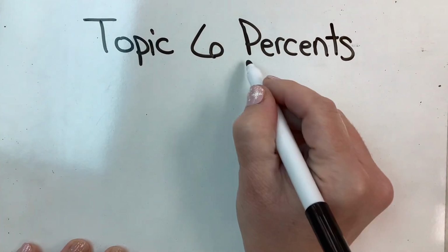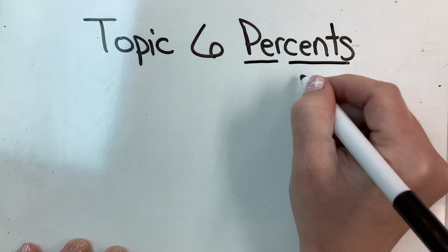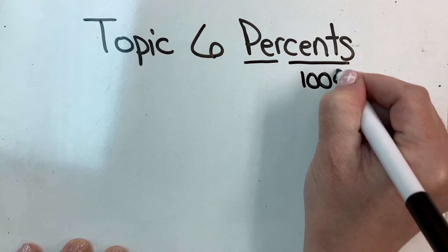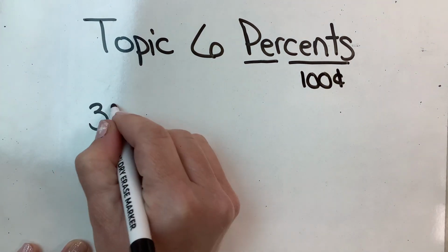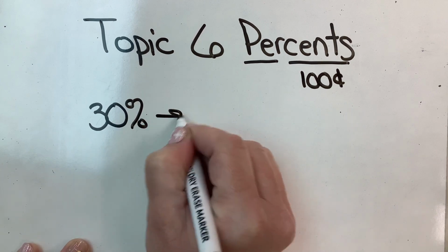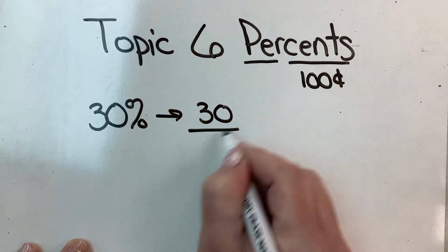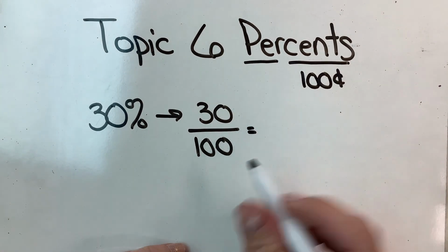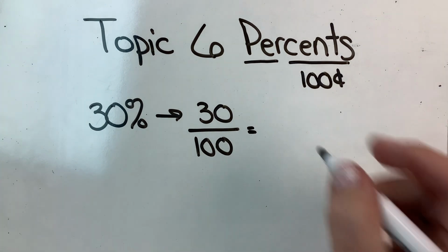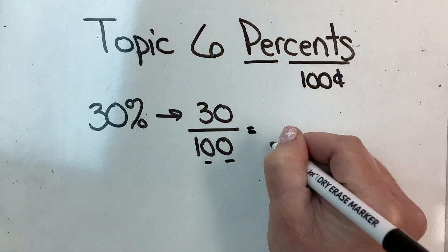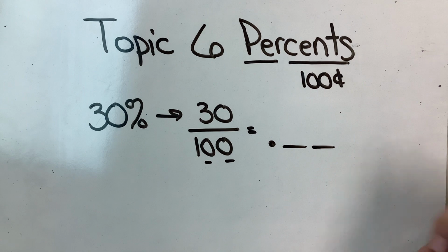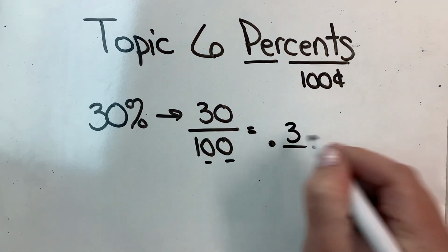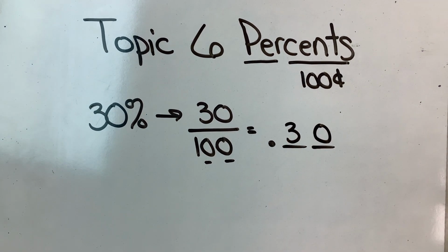Percents, per cent, and we know we have 100 cents in a dollar. So when we have a percent, it always goes over 100. When you're dealing with percents, you can easily make them into a fraction or into a decimal. Using our place value knowledge, there are 2 zeros, so 2 spots after the decimal, and we're going to fill in the 30, so 30 hundredths.